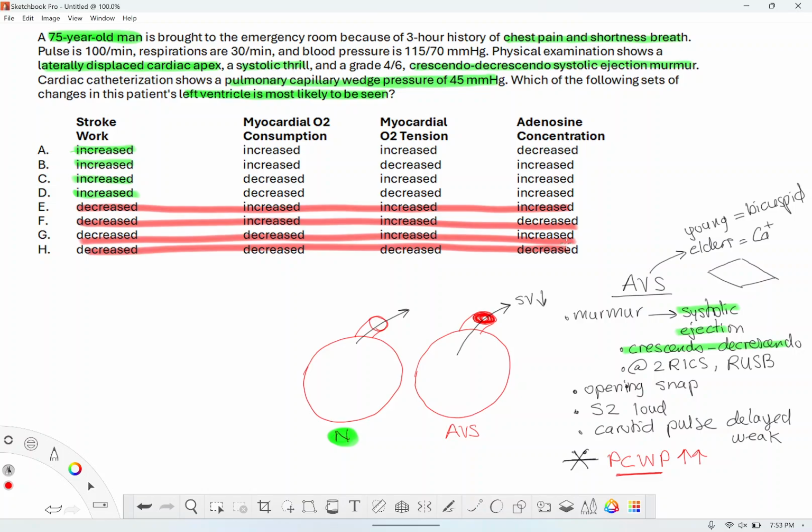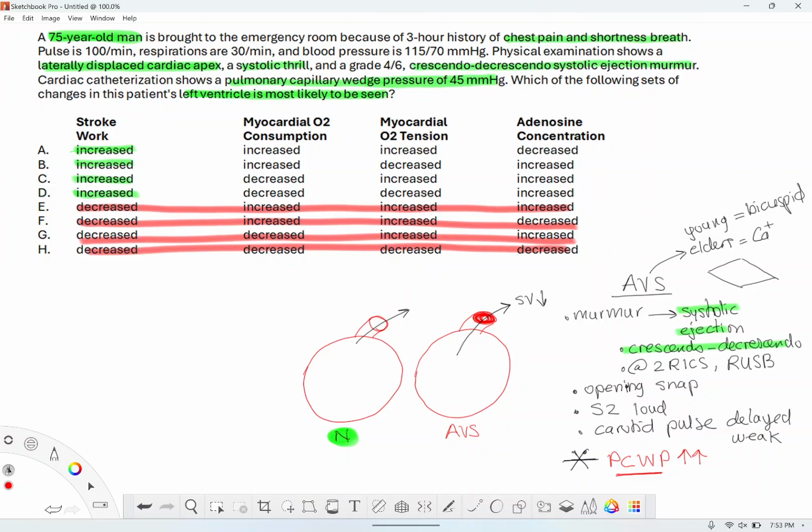Now let's go to myocardial oxygen consumption. If there's aortic valve stenosis, what will happen to the heart with time? With time, the heart will hypertrophy. Plus, if stroke work is increased, that means the heart has to work harder. Therefore, it has to consume more oxygen, use more oxygen to pump more blood. For the heart to contract much harder and stronger, you need more ATP.